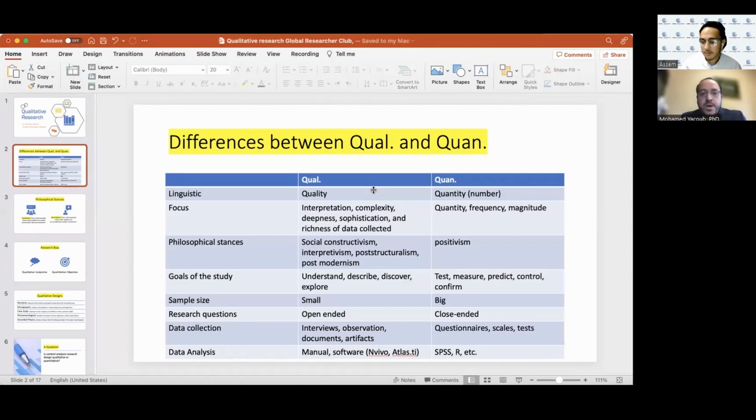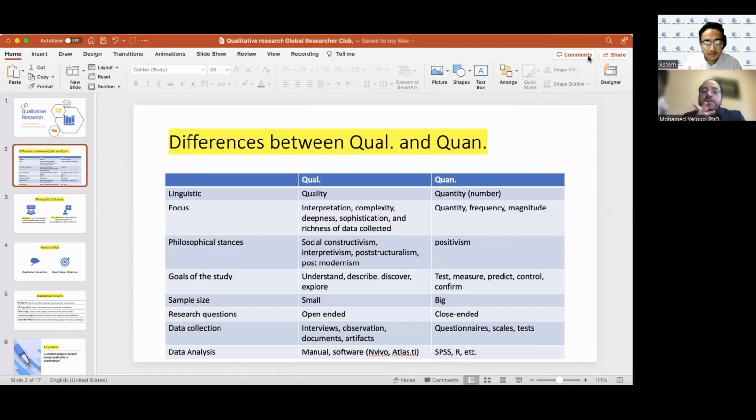In qualitative, we are concerned with the interpretation of the data, with the complexity of the data, the deepness, the sophistication, the richness of the data that we collect. That's our concern. That's our goal. That's what we want to do. But when it comes to quantitative, it's more of quantity, frequency, magnitude. I'm not an expert when it comes to quantitative, so don't expect much from me when it comes to quant, but you can expect a lot, inshallah, when it comes to qualitative. So that was the focus.